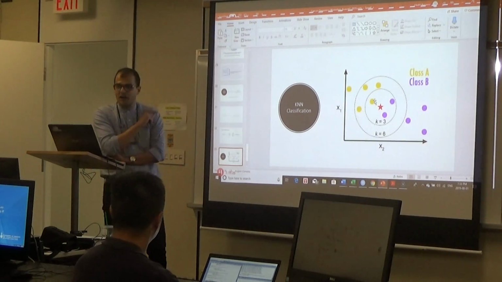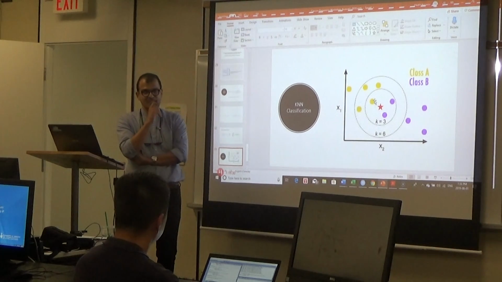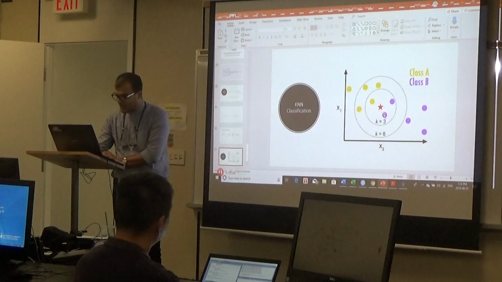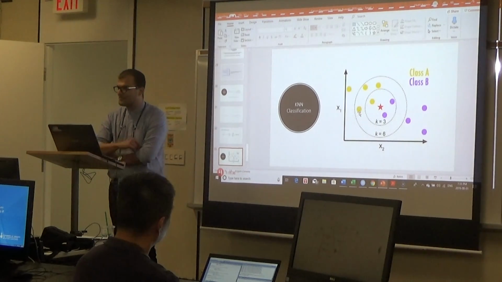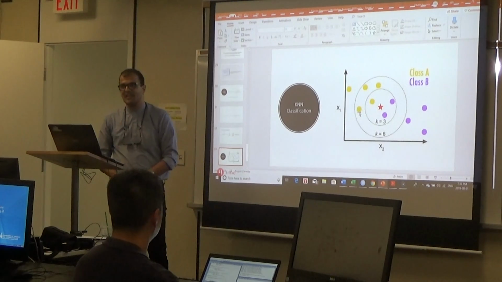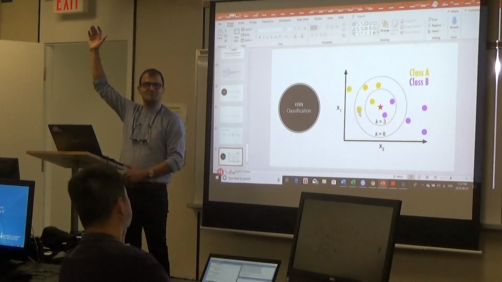Is the star purple or yellow? Take the majority vote. Find the 6 closest neighbors: 1, 2, 3, 4, 5, 6. Is the star yellow or purple? K equal to 6. Who says yellow? Who says purple?